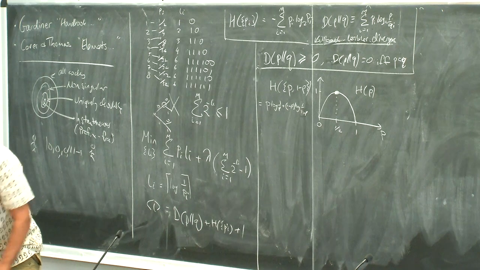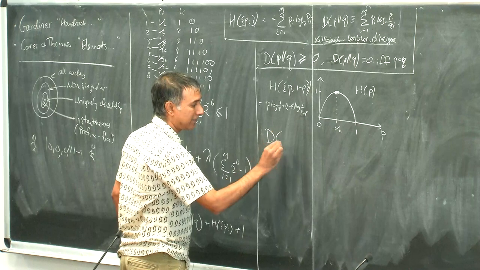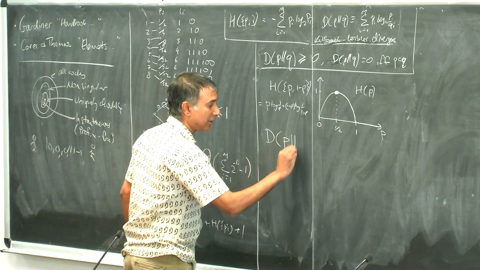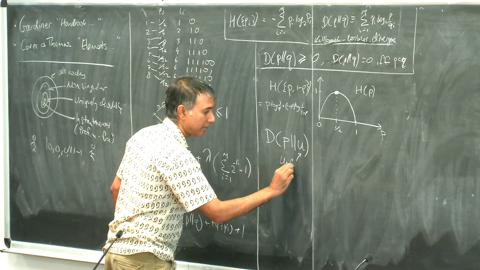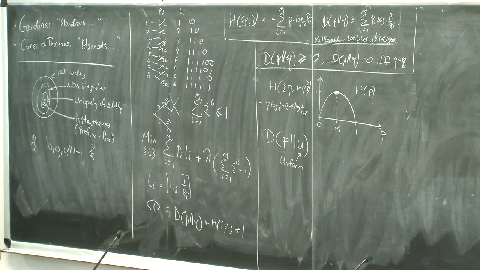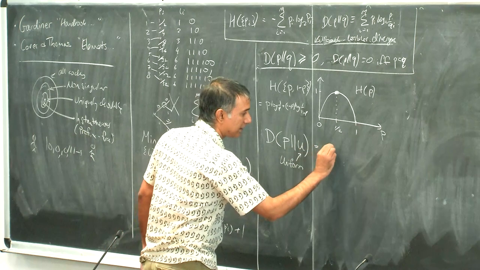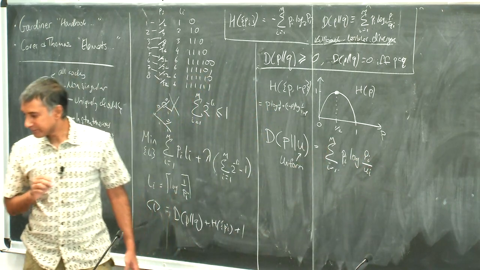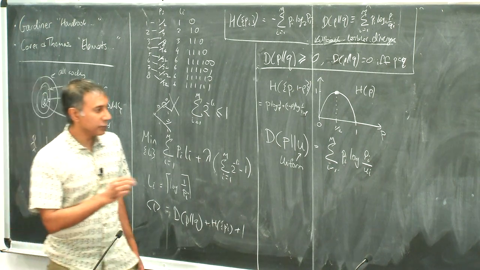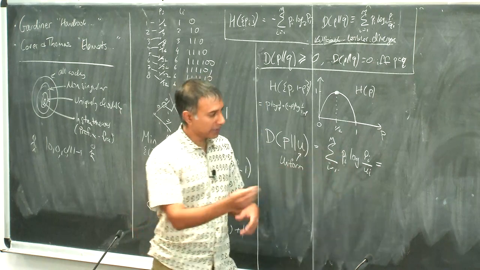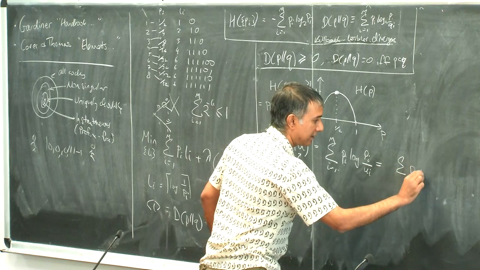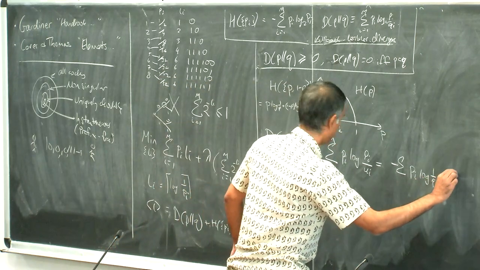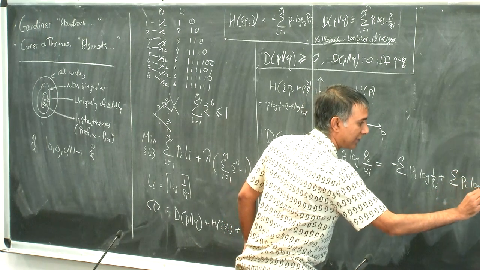And the way I work it out is by writing the following equation. Let's work out the Kullback-Leibler divergence between any probability distribution P in any number of states, with respect to the uniform distribution. Looks a little unmotivated, but you'll see why I'm going with this. So let's just put the formula down. This is sum of p_i log p_i over u_i, i equals 1 to m. So this is equal to sum of p_i log 1 over u_i minus sum of p_i log 1 over p_i, and then you get plus sum of p_i log 1 over u_i.